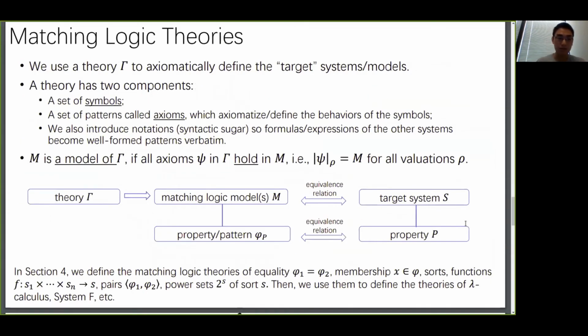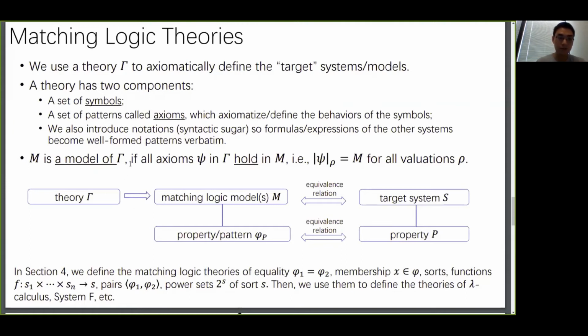In matching logic, we use theories to capture the target logical system, such as lambda calculus. A theory consists of two components, a set of symbols and a set of axioms that define the behavior of the symbols. We also define notations, which are just syntactic sugar. With the proper notations, we can capture the formulas or expressions in the target system as is without any translation. We say that a model M is a model of the theory gamma if all axioms hold in the model. That is, they are interpreted to the total set.